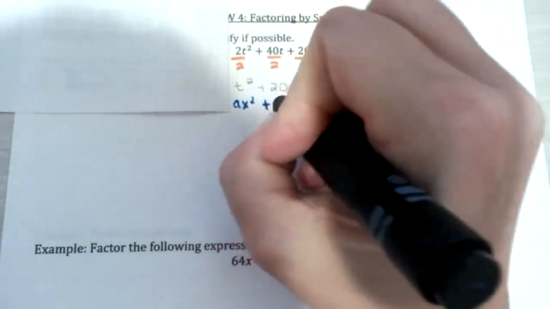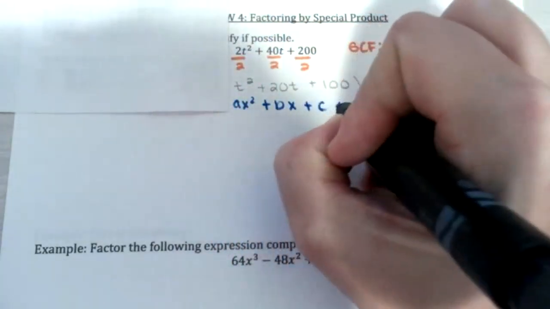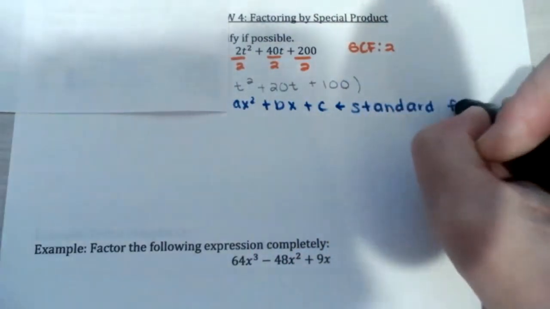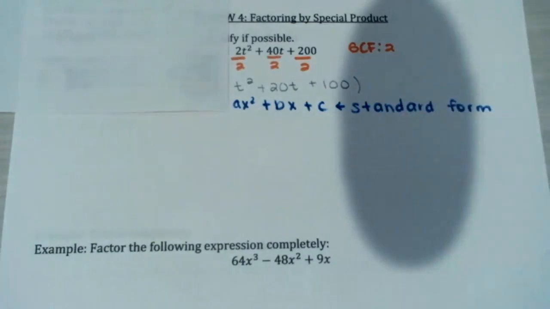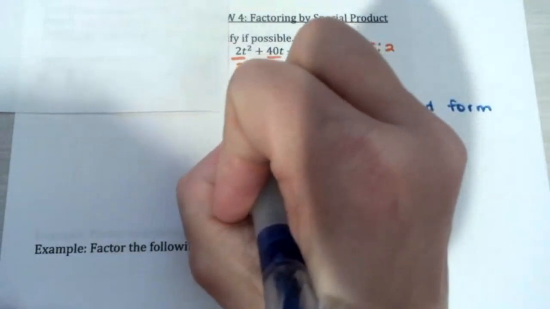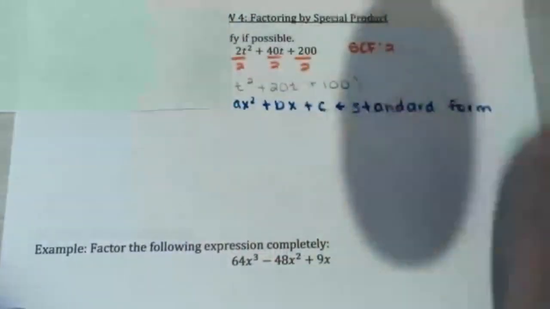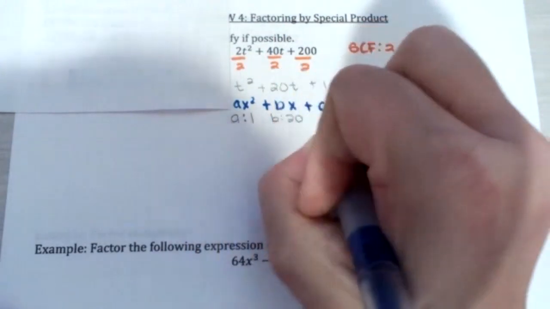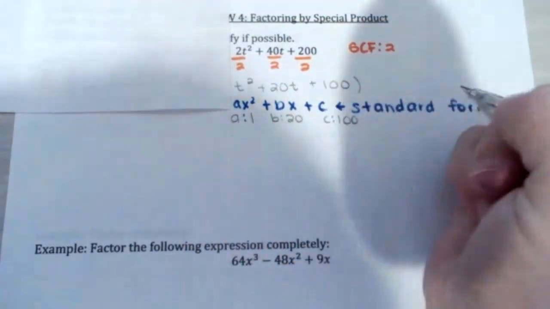So this is in standard form. Just remembering real quick, our standard form is ax squared plus bx plus c. So that means a in front of t squared is positive 1. So a is positive 1, b is positive 20, c out by itself is positive 100.